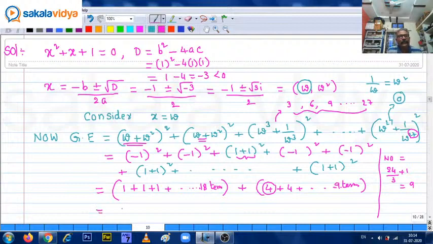So we can have 18 times 1 and 9 times 4. This is 18 plus 36. So answer equals 54. This is the answer.